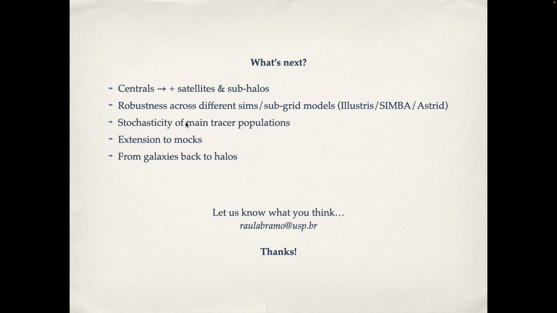By the way, stochasticity is a main issue here that I think is important for determining the tracer populations that we will use in future surveys. So this is an issue that is very important. I think machine learning is a pathway to studying that stochasticity. Finally, we need to extend this to MOCs, and we need to study how to go from galaxies back to halos, because that's an interesting way of testing cosmology also.